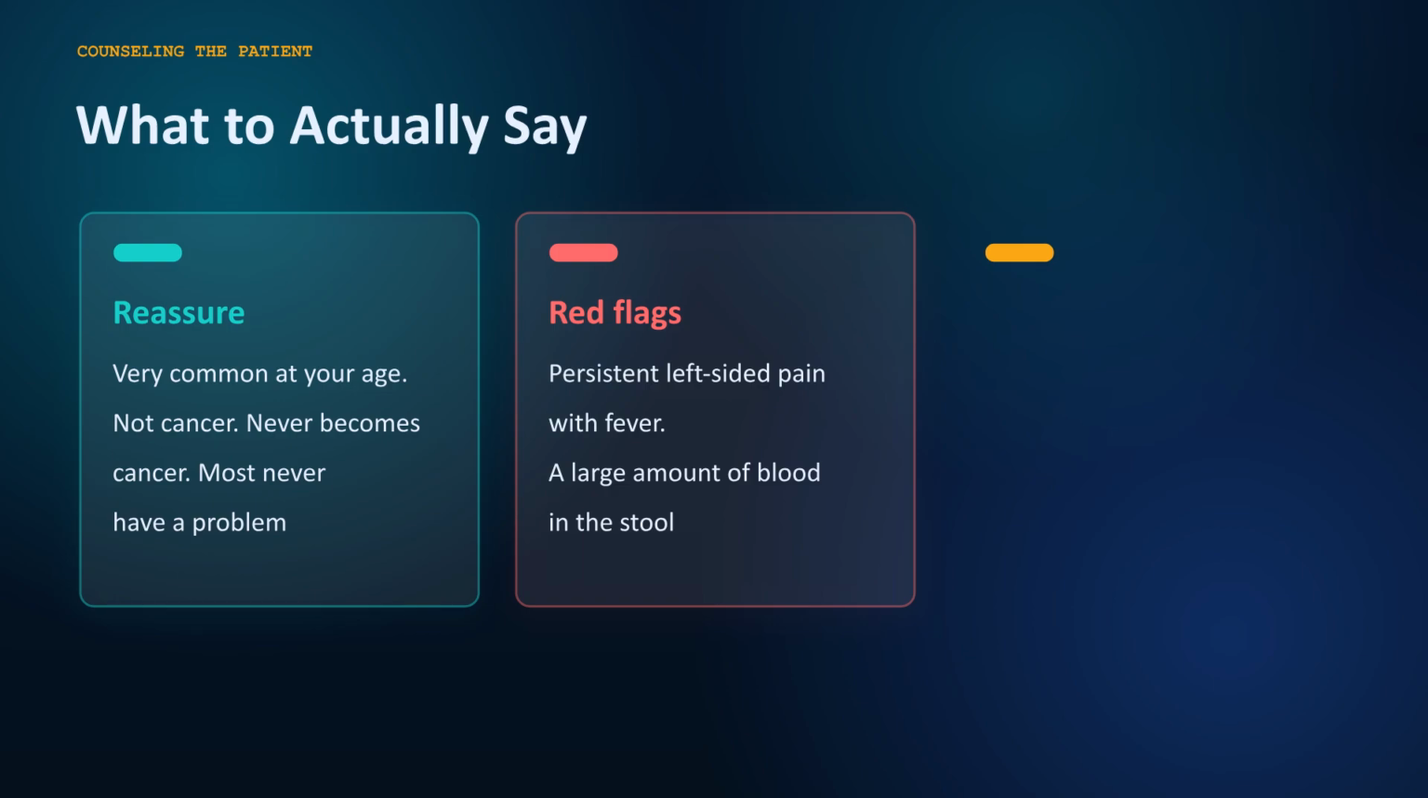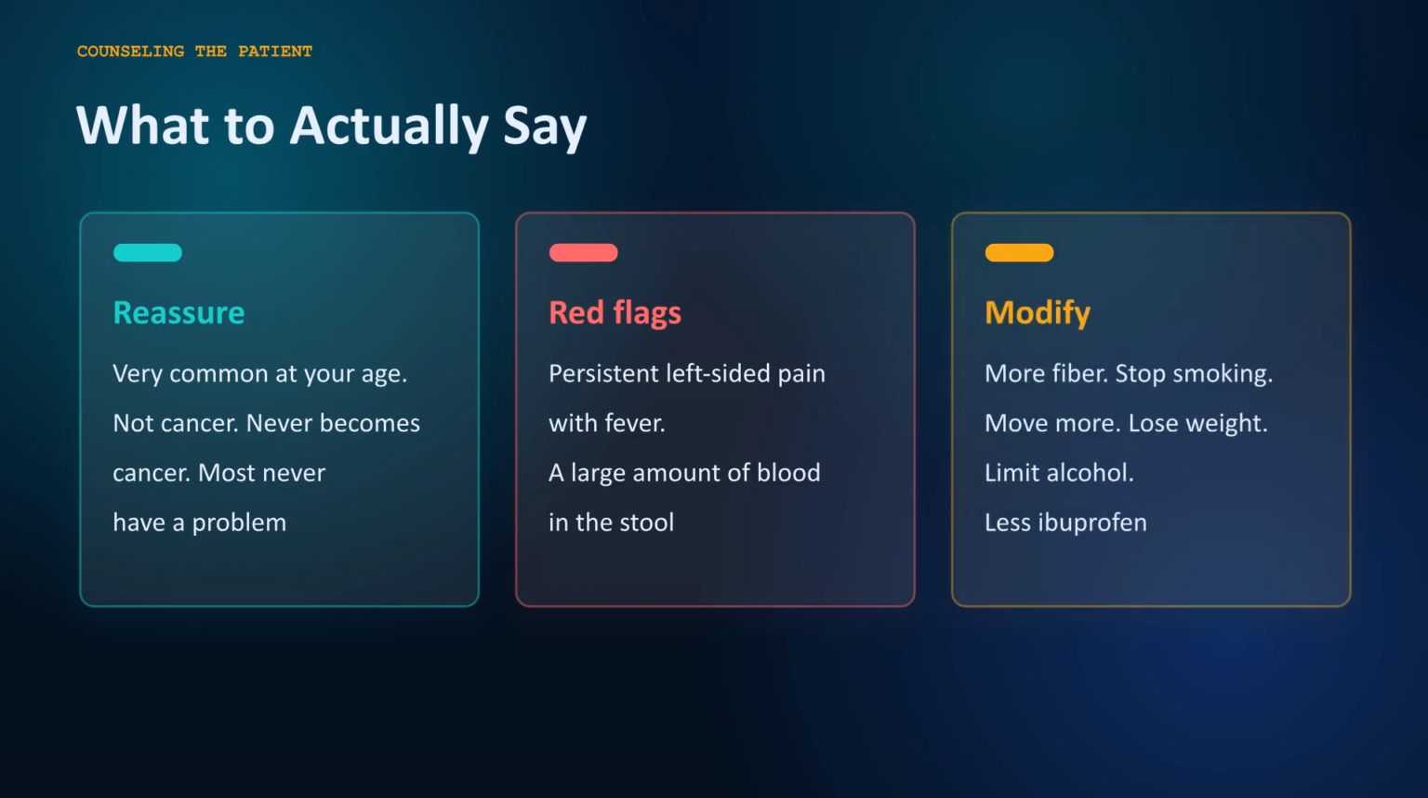Then go through the modifiable list. More fiber, stop smoking, move more, lose weight, limit alcohol, and use less ibuprofen. And then say the part he is waiting for. No special diet, and no foods you have to give up. That last sentence is usually the one he remembers from the whole visit, so do not bury it at the end.